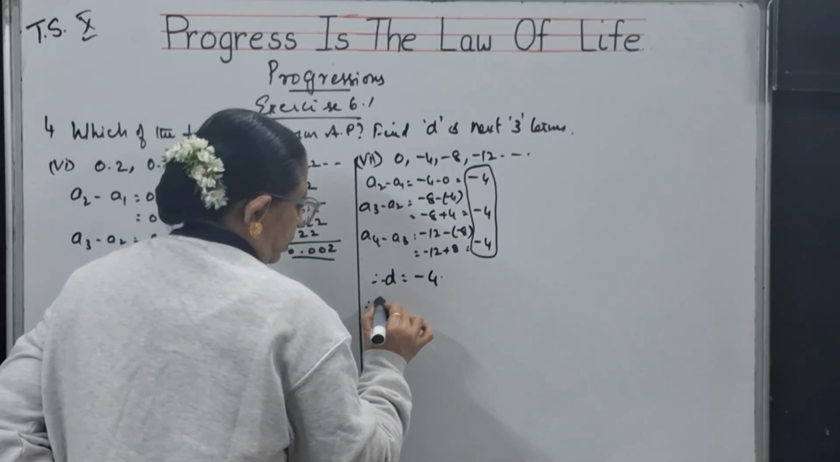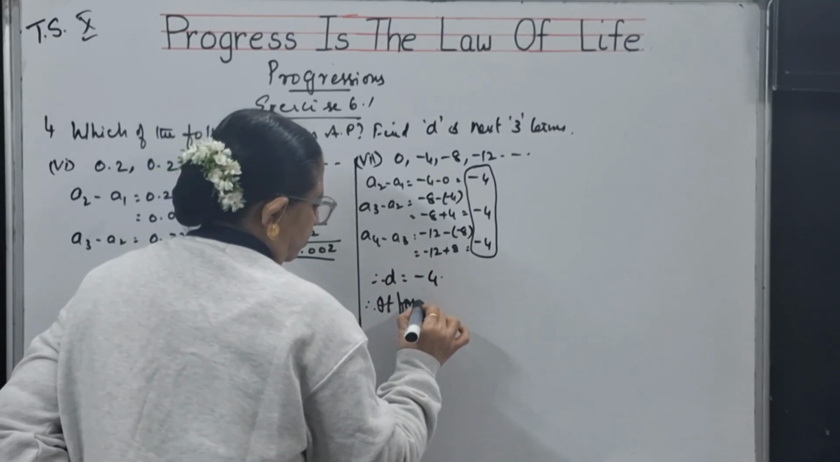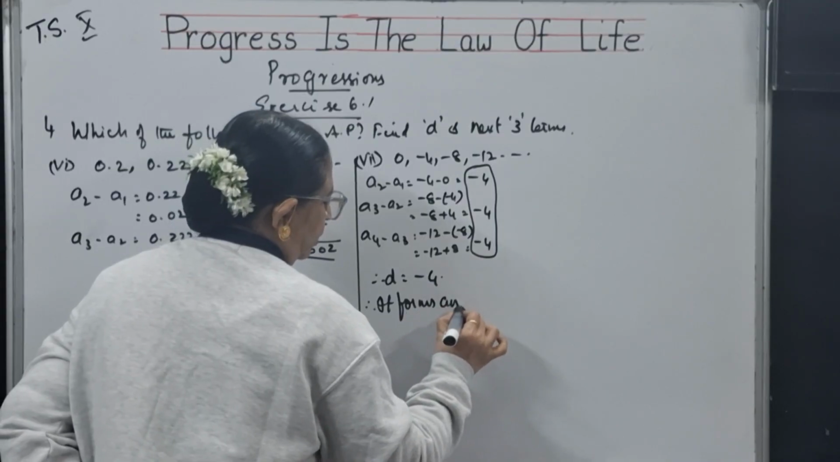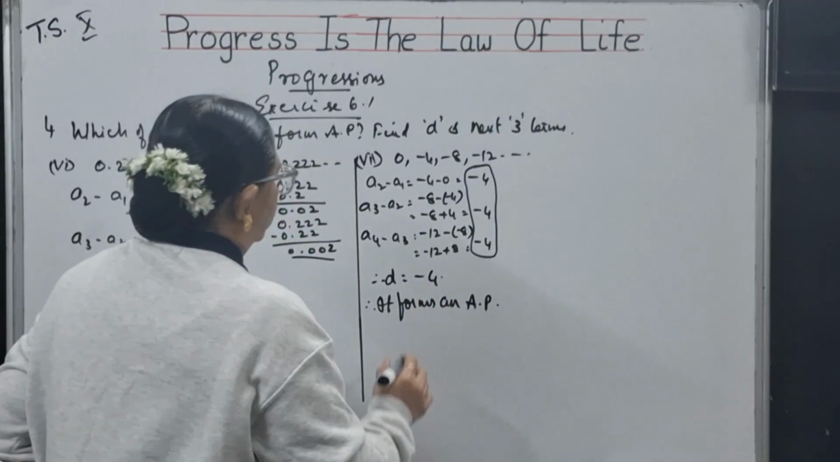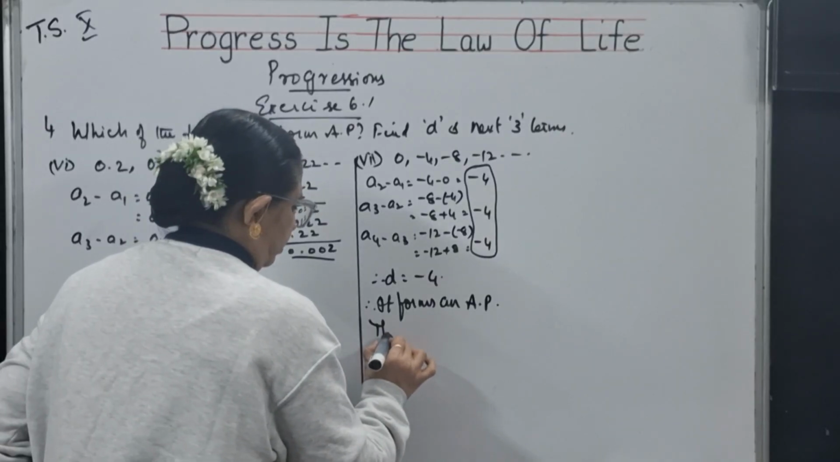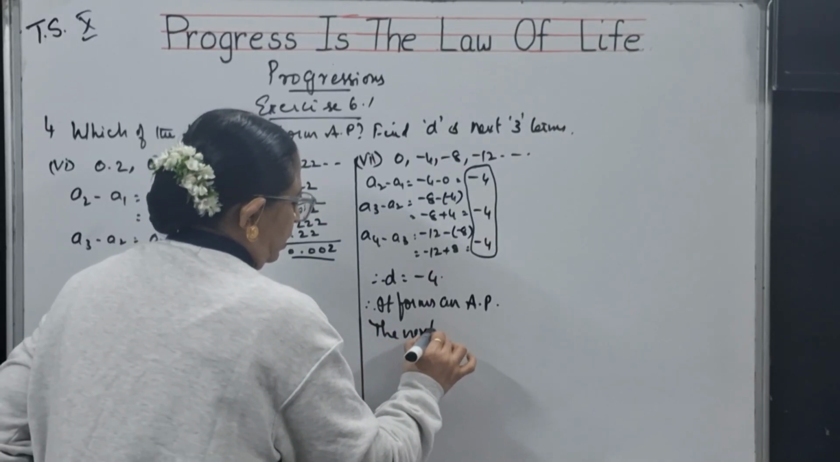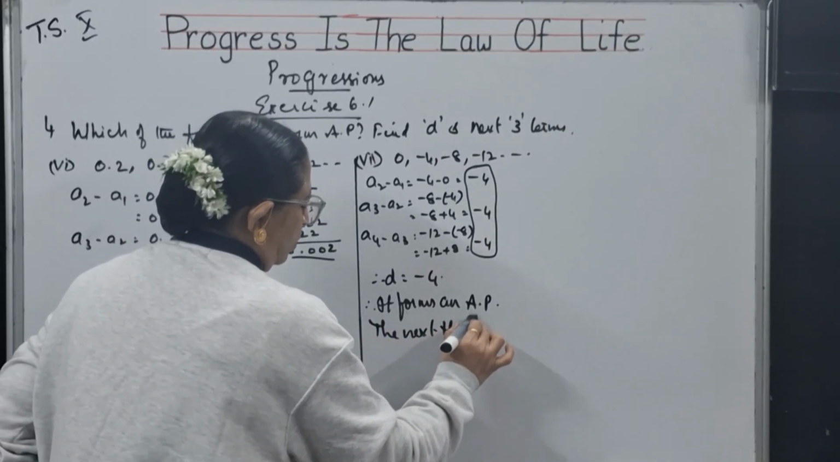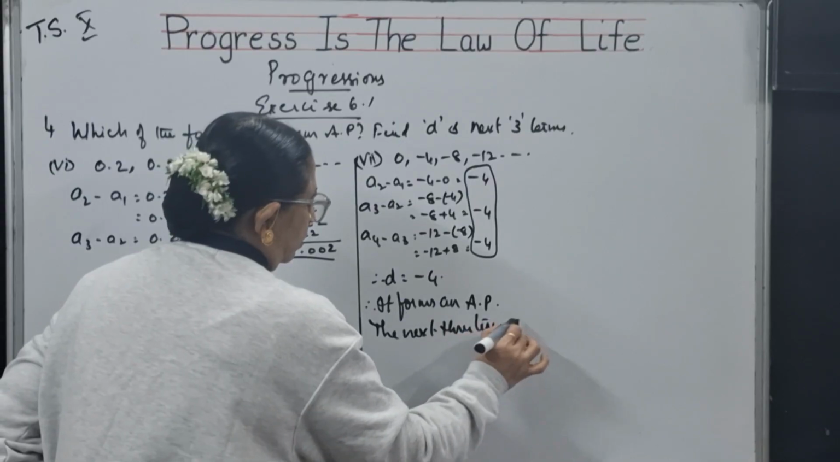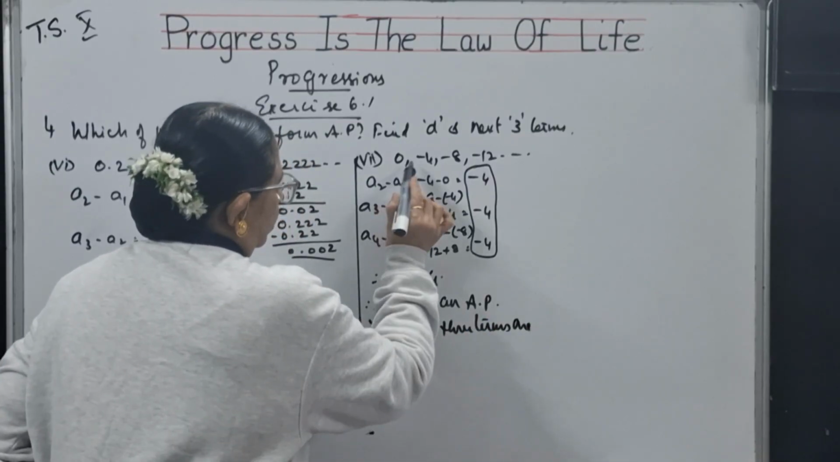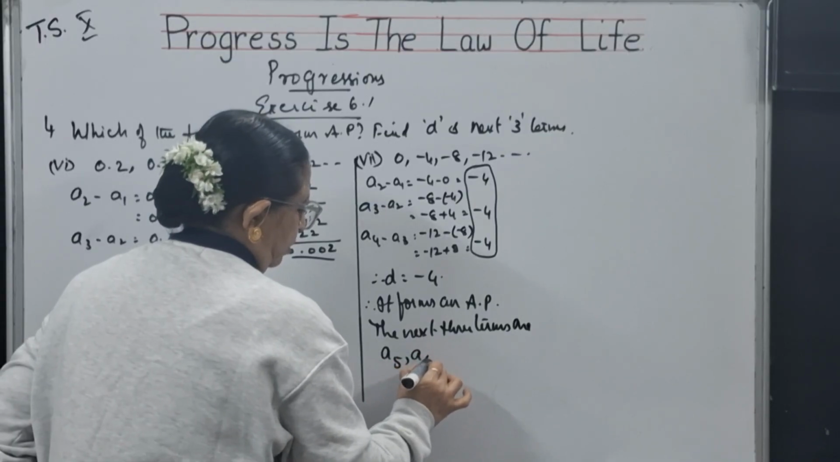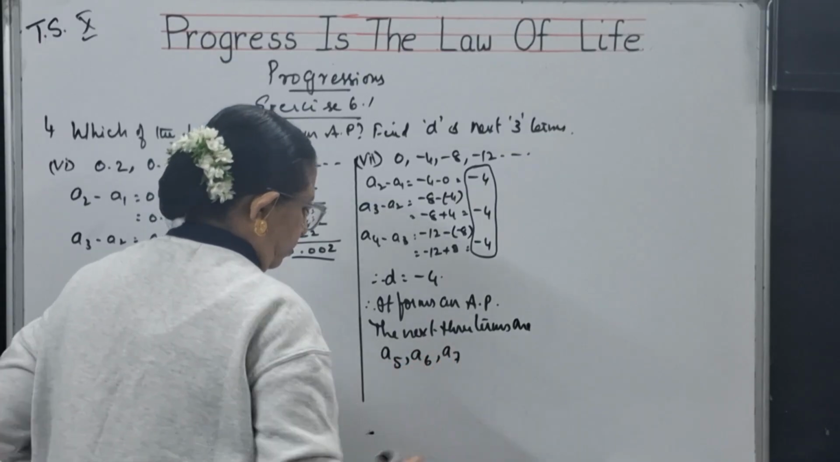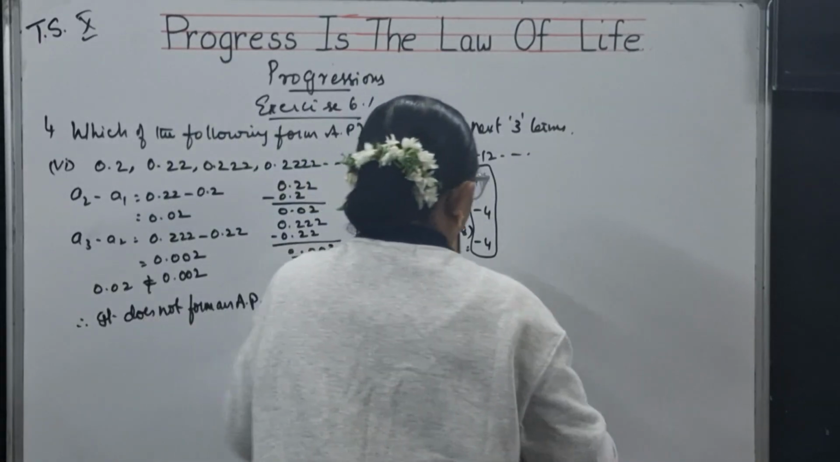So therefore it forms an AP. Now if it forms an AP, now the next three terms. The next three terms are, what are they? 1, 2, 3, 4. That is A5, A6, A7. So let us see what is A5.